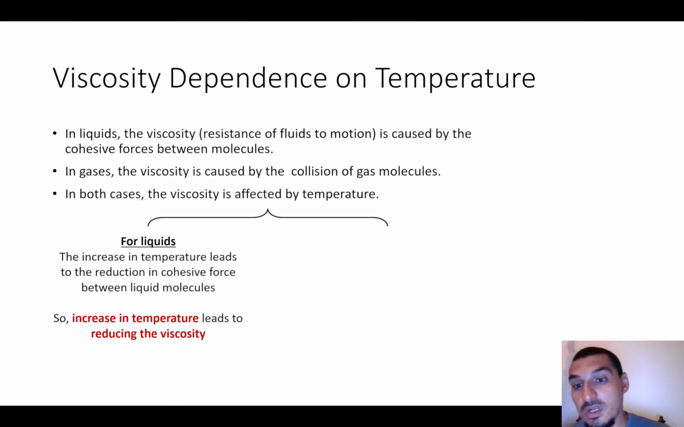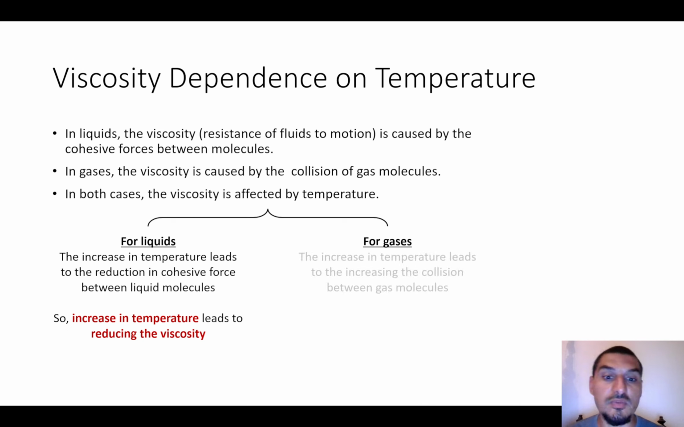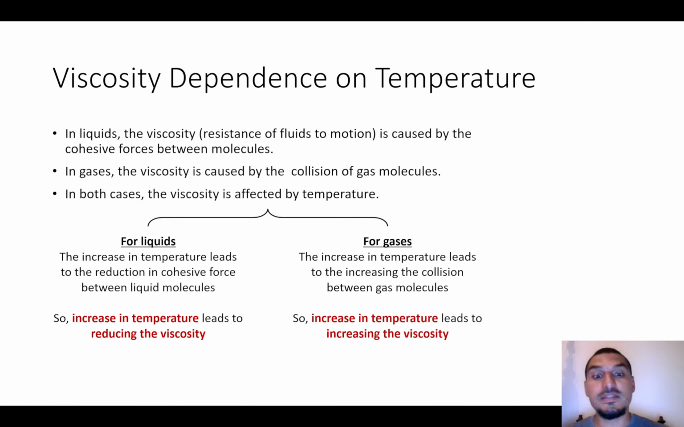On the other hand, for gases, the viscosity is a result of a different reason. It's a result of the collision between the molecules. So as the collision between the molecules increases, the gas becomes more viscous. We know that the increase in temperature leads to an increase in the energy of the molecules of the gases, so the molecules will move more, and then the collisions will be more, and so the viscosity increases. So it's a different effect.